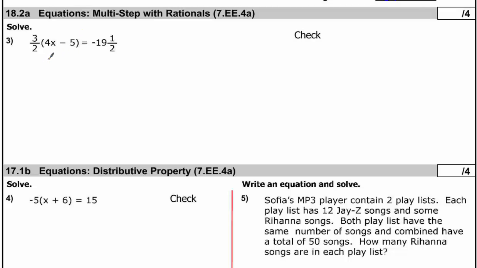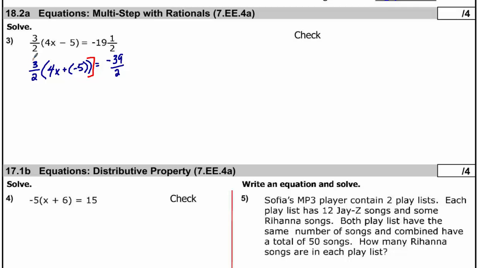So before I fraction bust, I'm going to prepare the problem. The way I'm going to prepare the problem is I'm going to rewrite the left side so it's addition, because I want an addition problem. And I'm going to rewrite the right side so it's an improper fraction. So I have negative 19 times 2 is negative 38, one more, negative 39. So I have negative 39 halves. All right, now I'm ready to fraction bust.